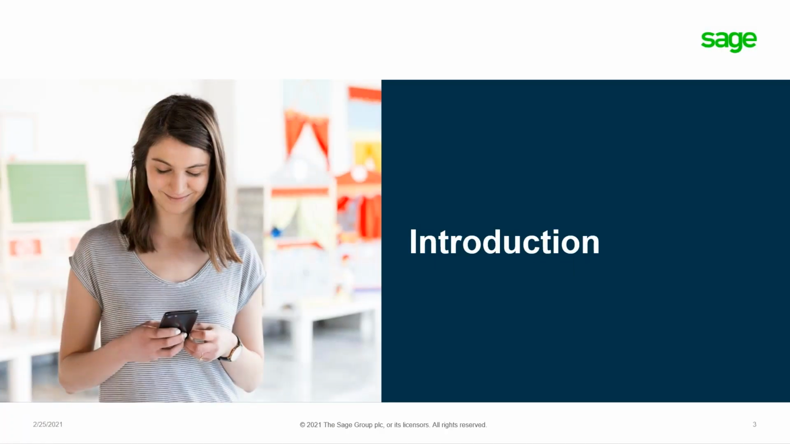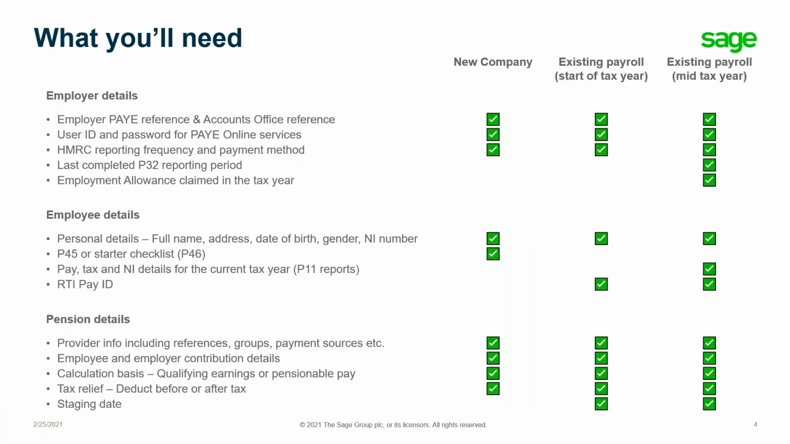So that was just a quick tour of Sage Payroll, but what I want to run through next is the type of information that you're going to need in order to set up everything within your payroll. So we've tried to split this down into three main areas. There'll be some employer details that you need, employee information, and pension information. And depending on whether you are a brand new business taking on employees for the first time, an existing payroll starting to use Sage at the start of a tax year, or an existing payroll that is switching mid-tax year, we've given you an indication of what type of information you'll need.